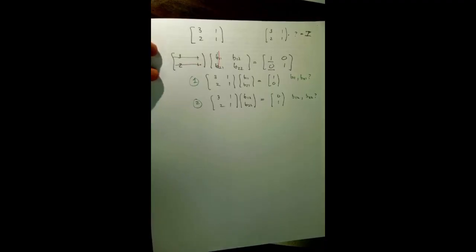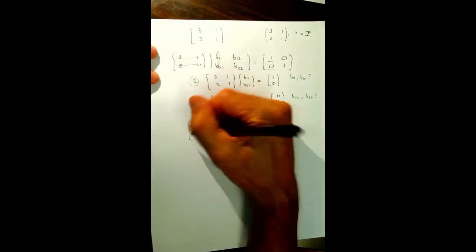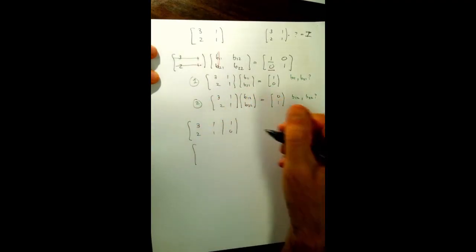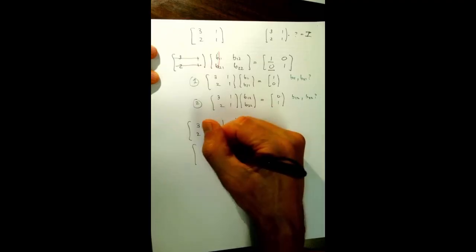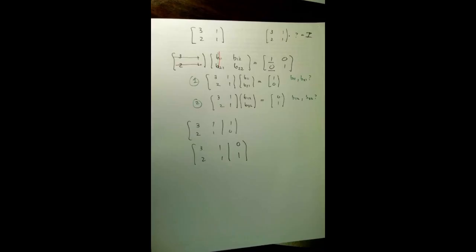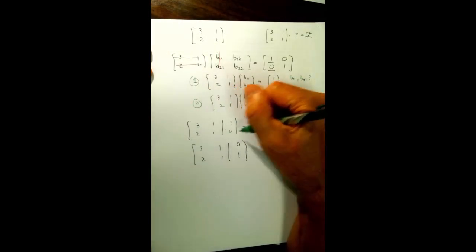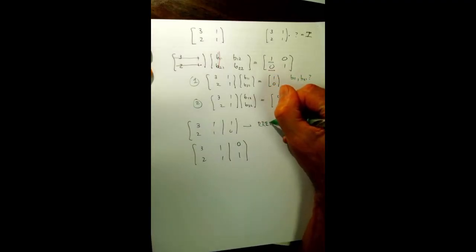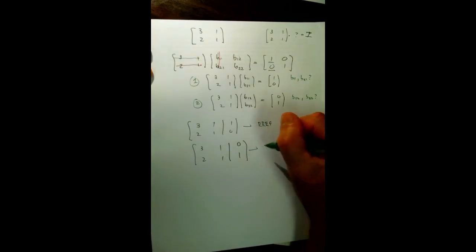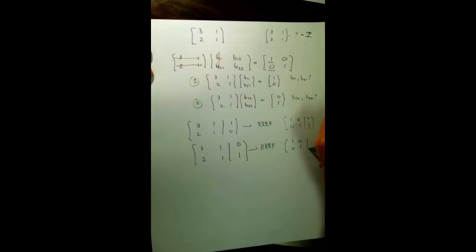Note I could put this in an augmented matrix. All right, for equation 1, I could put it in that augmented matrix, and then for equation 2, I could put it in that augmented matrix. I would then go through and do the row operations to put this in reduced row echelon form so that I would get this. I would then do the exact same thing with this to put it in reduced row echelon form.